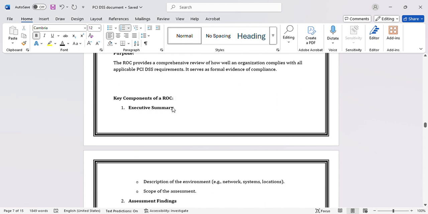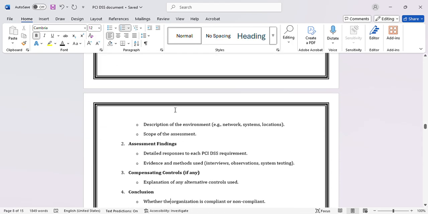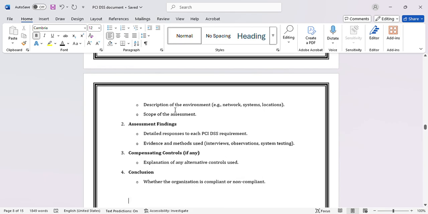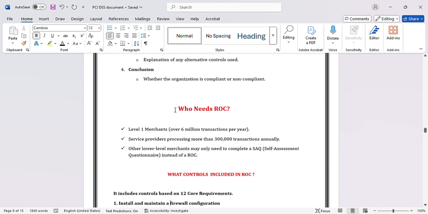Okay, what are the components of a ROC? Number one is the executive summary. The executive summary involves the description of the environment, like network locations and systems. It involves the scope of the assessment. Assessment findings would be detailed responses to each PCI DSS requirement, and evidence and methods used for interviews, observation and system testing. Compensating controls: this report includes an explanation for any alternative controls used, and conclusions on whether the organization is compliant or non-compliant. Great.